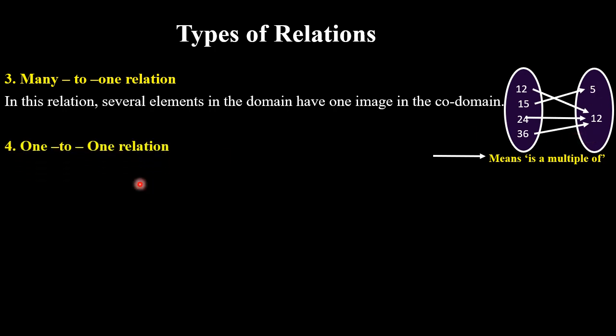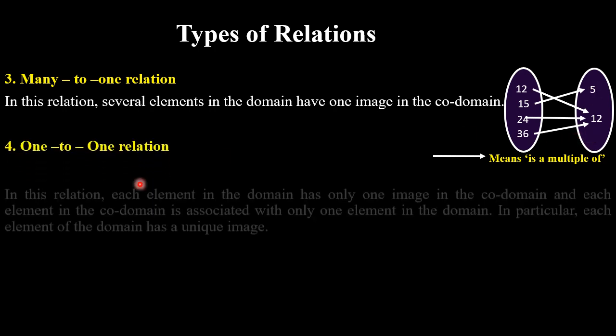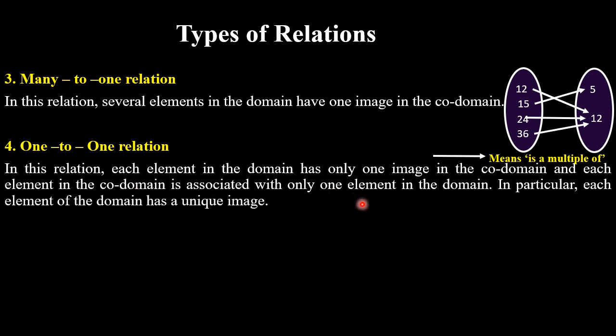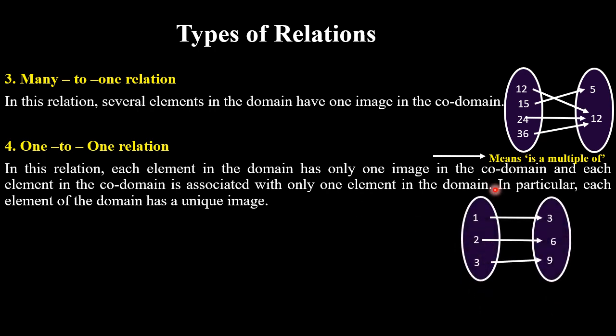So let's consider another type of relation, which is the one-to-one relation. In this relation, each element in the domain has only one image in the codomain, and each element in the codomain is associated with only one element in the domain. In particular, each element of the domain has a unique image. That's one-to-one. So you see that one element matches to one image, each matching to one image. And this means that the domain happens to be 1/3 of the codomain.